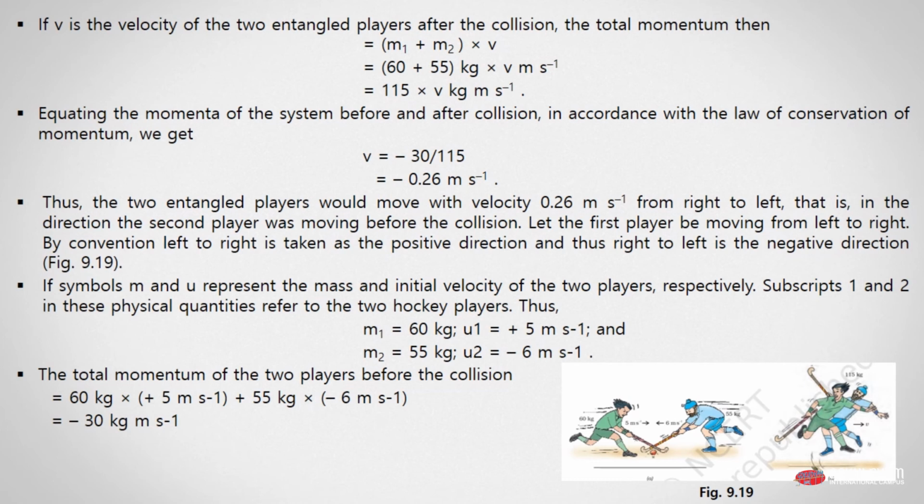Now, equating the momenta of the system before and after the collision in accordance with the law of conservation of momentum, we get v equals minus 30 divided by 115, which gives us minus 0.26 meter per second. Thus, the two entangled players would move with a velocity of 0.26 meter per second from right to left, that is, in the direction the second player was moving before the collision.